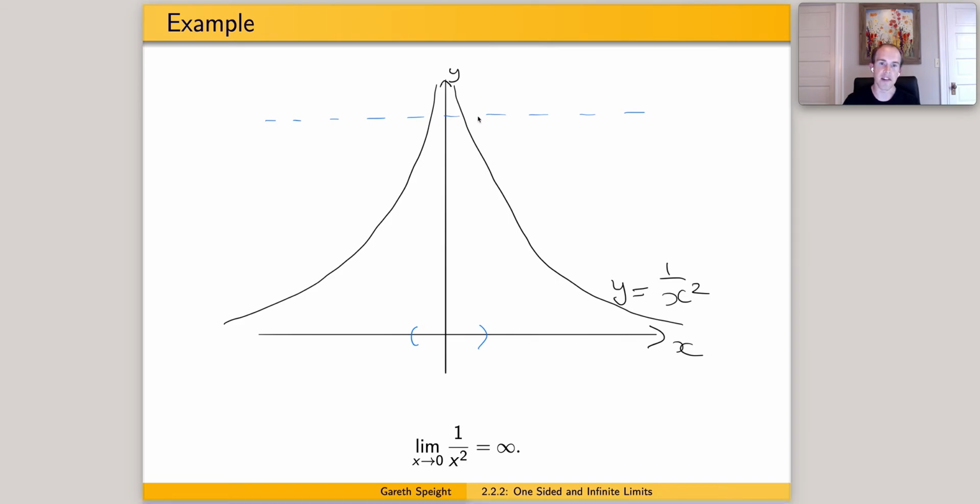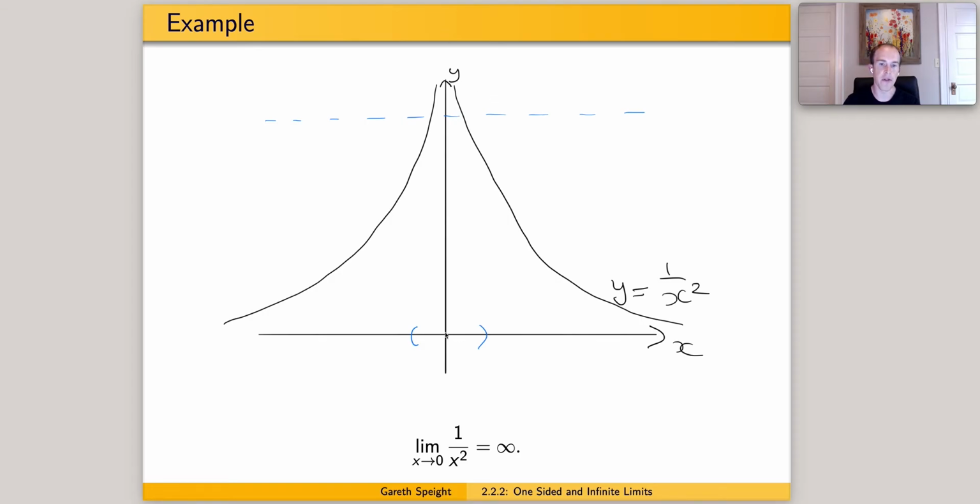However high up we place this line, we can make the values of the function lie above this line. So I have these points on the graph, provided x is close enough to, in this case, 0. Okay, and that's true, right? I see that if I'm in this small interval around 0, then I'm going to be above this blue line.